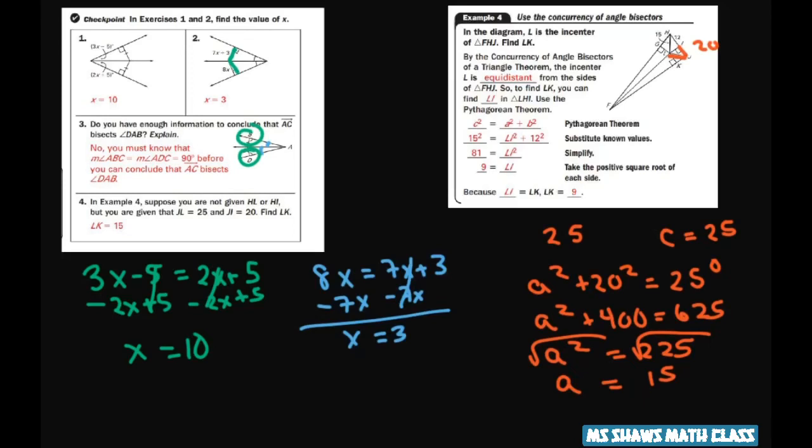So in that case, our a is going to be LI. So we had this side. So LI is 15. And then we have, what are we trying to find here? LK. So LK is this one. And this one goes with this length. So these lengths here are going to be 15. So your answer is 15.